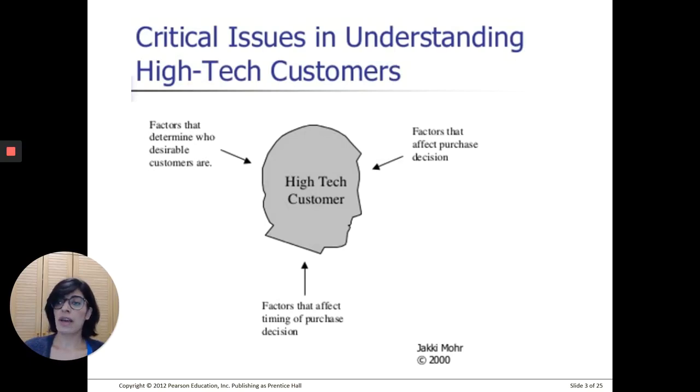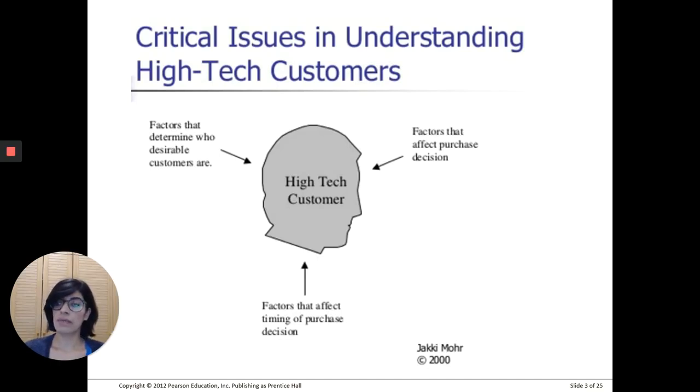Then you must look at the factors that determine who your desirable customers are. So what makes up the characteristics, the demographics, the likes and dislikes of your customers? Where do they live? Where do they hang out? Why would they buy something that you are selling?